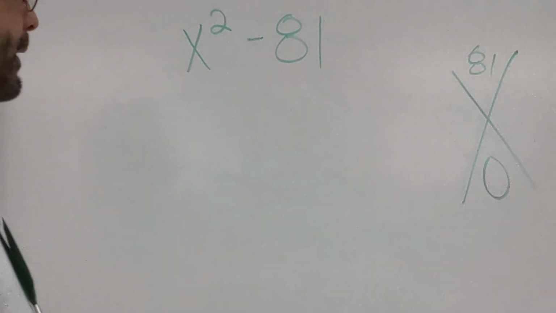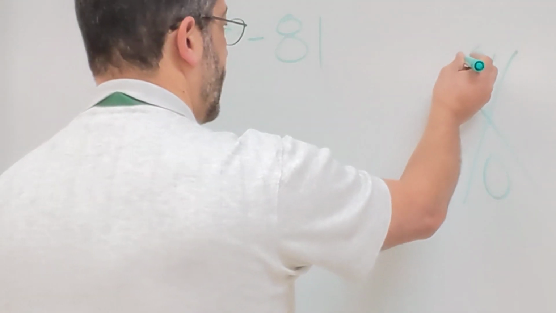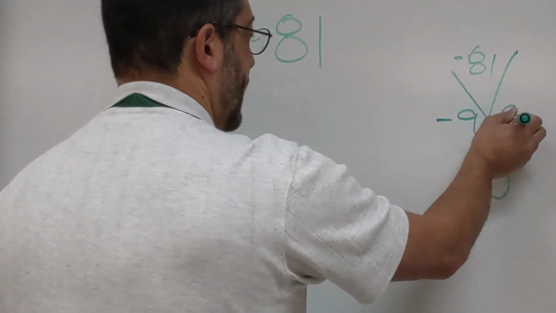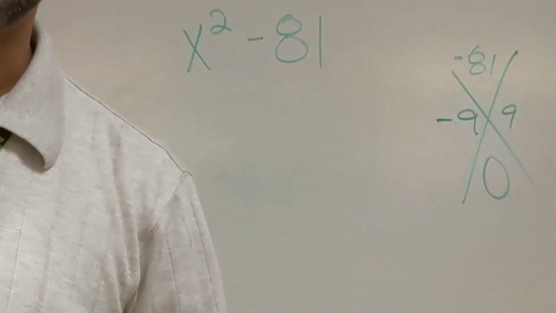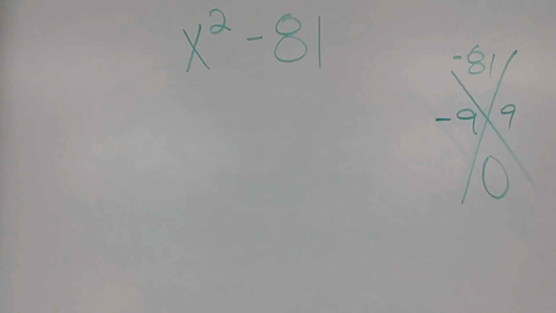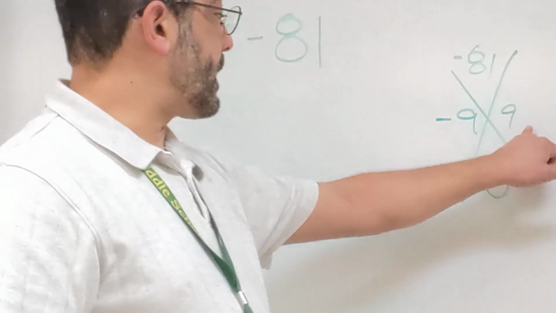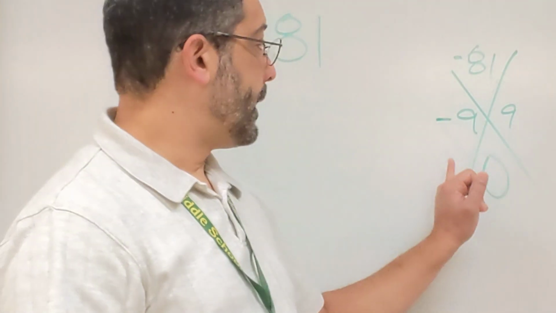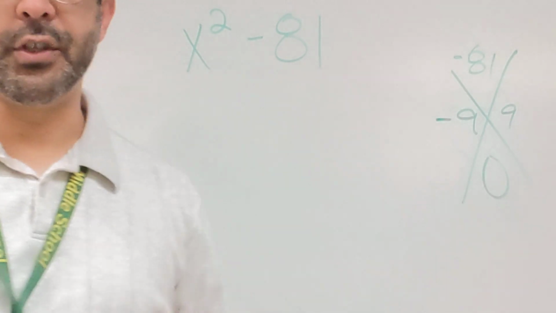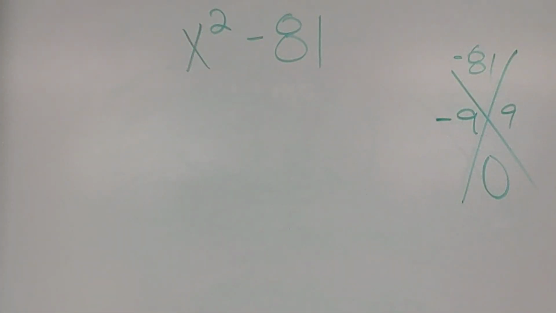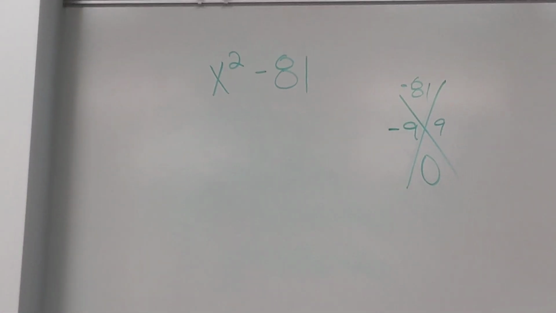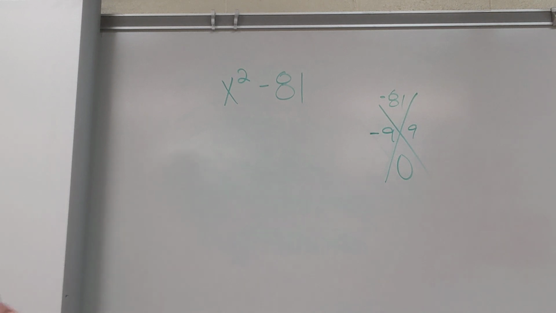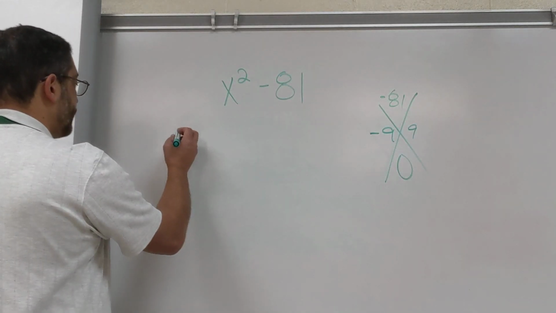So you've probably already figured out that it's going to be negative 9 and 9. That should be negative 81. I think I said 81. That should be negative 81. Okay? So negative 9 and 9. Because negative 9 plus 9 is 0. Negative 9 times a positive 9 gives you negative 81. All right? So let's go ahead and factor this. Write this as factors and see if it works.